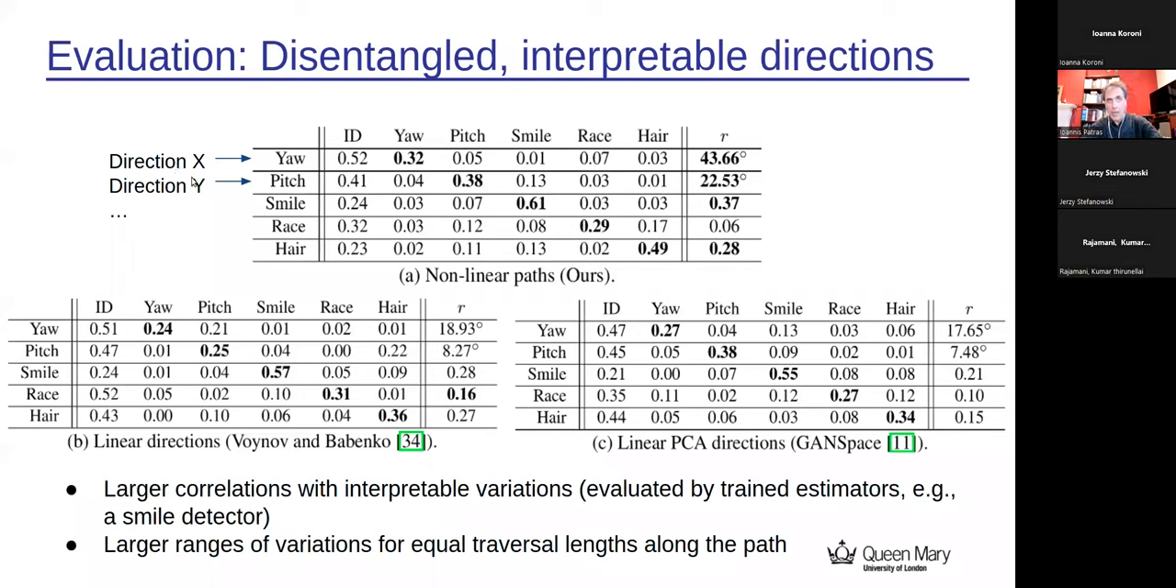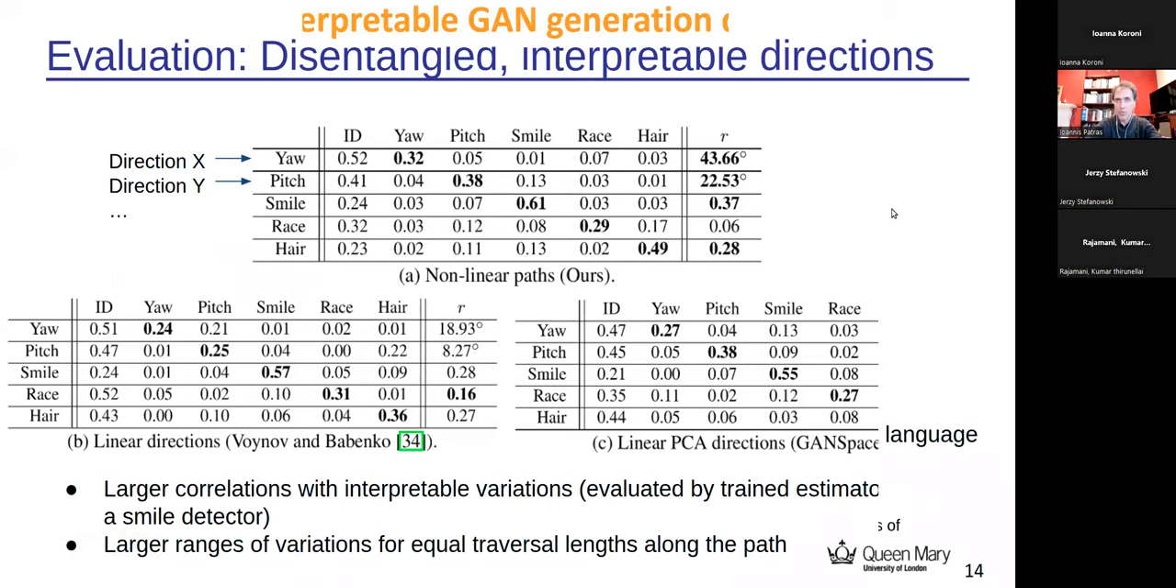And we see that we have paths that correspond to generated changes only for yaw, and change very little the other attributes. Another path seems to be dedicated to making changes on the pitch. Another path is dedicated to making changes on smiles, et cetera. So we have large numbers along the diagonal, small numbers outside the diagonal. That means that the paths that we generate are as disentangled as possible.